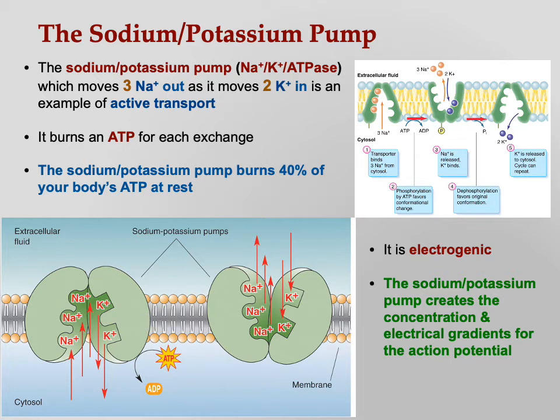This is essential for the action potential. It's essential for your nervous system. Your nervous system can only work because of the sodium-potassium pump, which is always working. The sodium-potassium pump is working 24/7, 365. It is always pumping sodium out of the cell and pumping potassium into the cell.